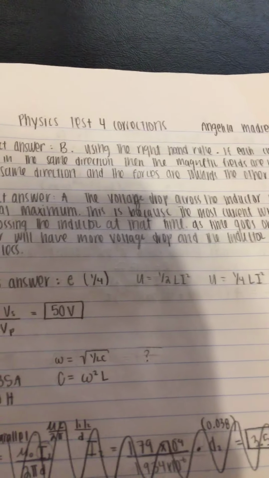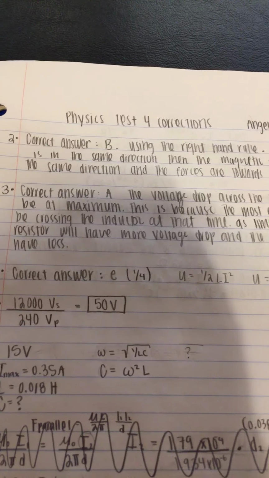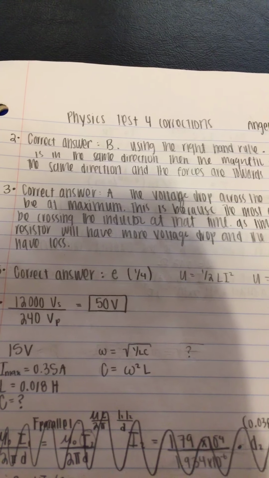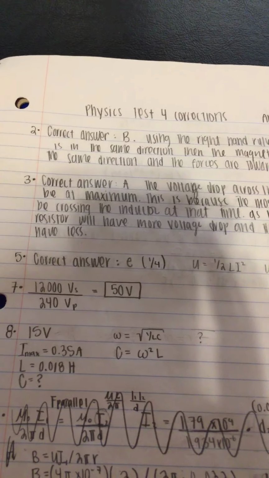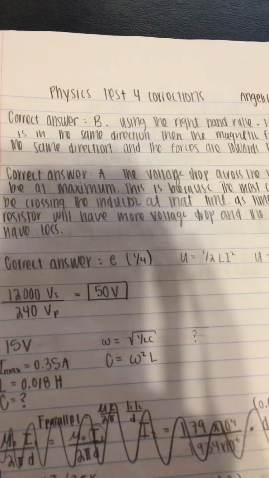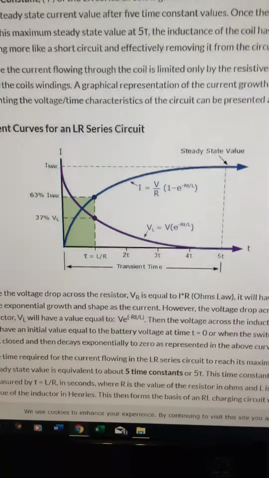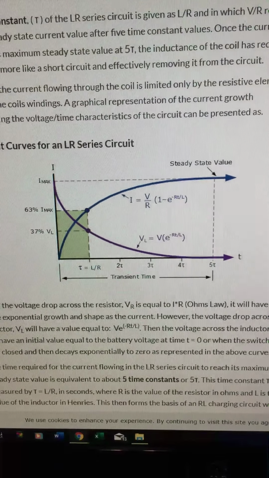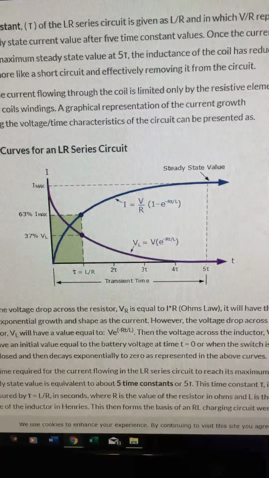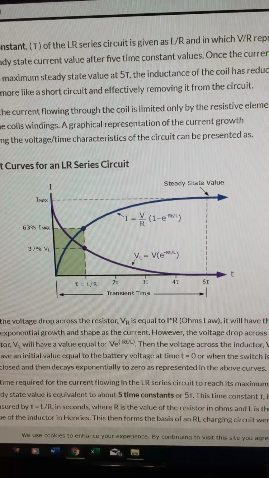As time goes on, the current through the resistor will have more voltage drop and the inductor will have less. And I looked up a graph so you could visually see it. So as you can see, the inductor is going to be at the max at the beginning, and then over time they switch places.